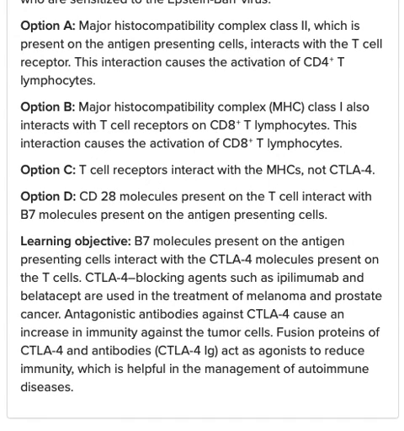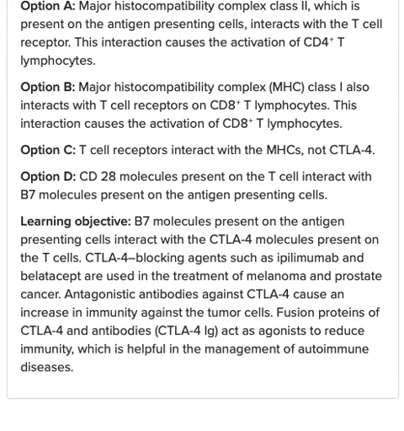Fusion proteins of CTLA4 and antibodies, CTLA4-Ig, act as antagonists to reduce immunity, which is helpful in the management of autoimmune diseases.